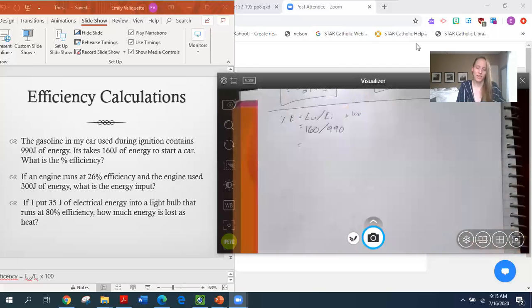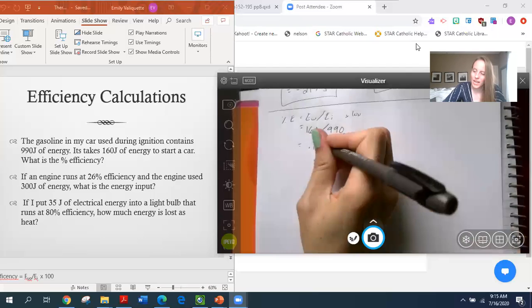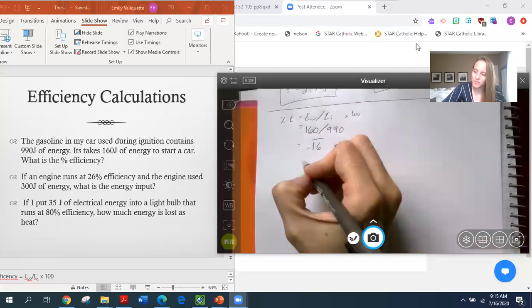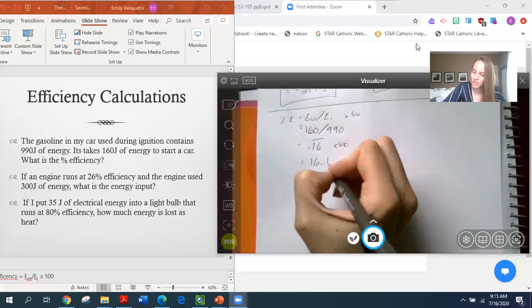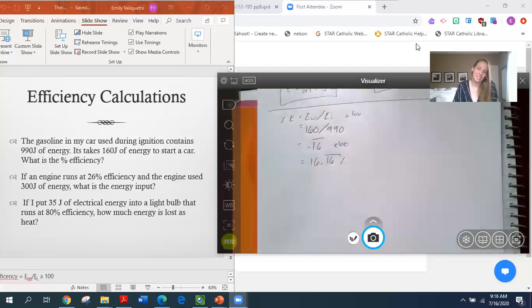So we just divide those, 160 divided by 990 gives us 0.16 repeating. And of course, we times it by 100 to convert it into a percent. So 16.16 repeating percent. So try the next two on your own. Just pause here for a moment and then come back for the answers.